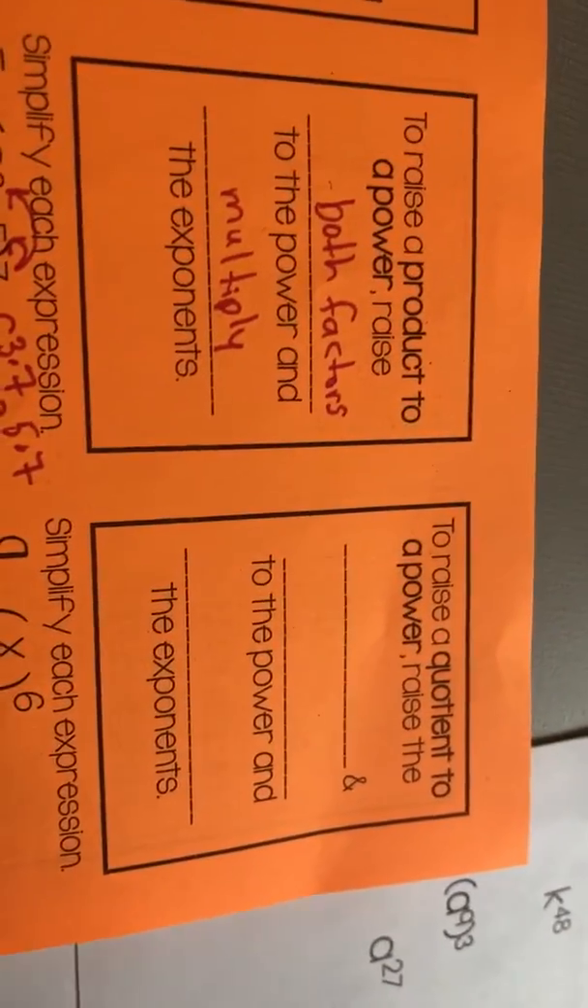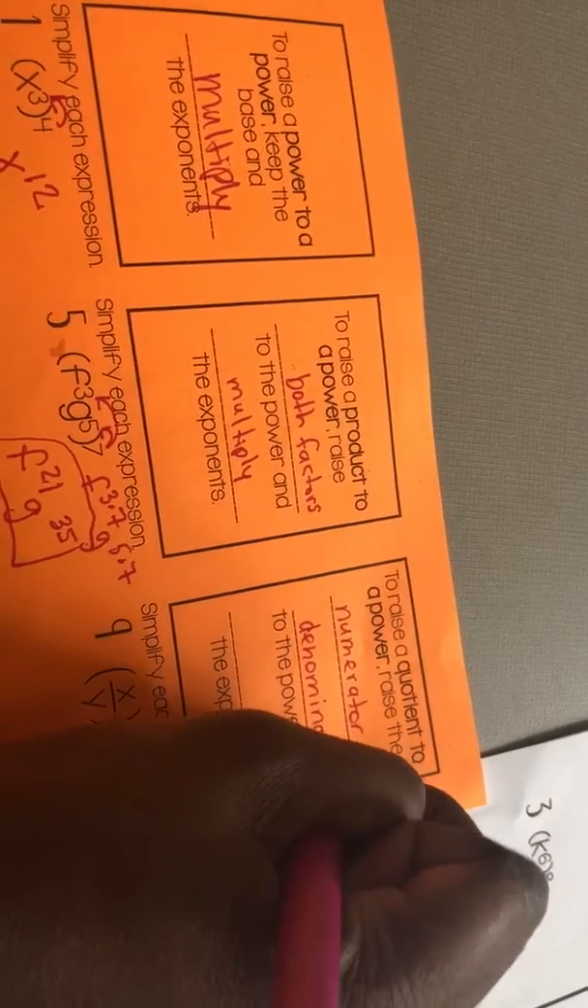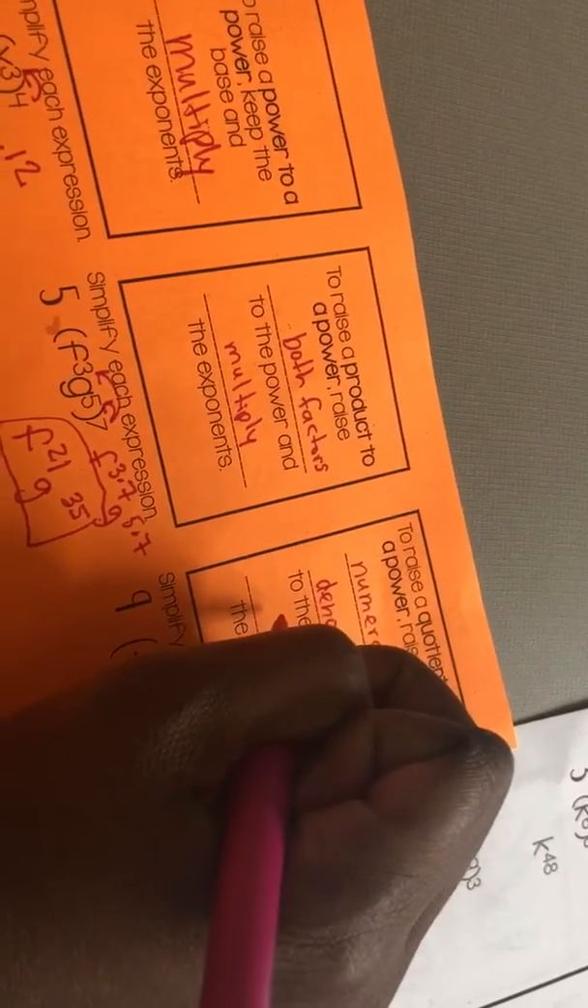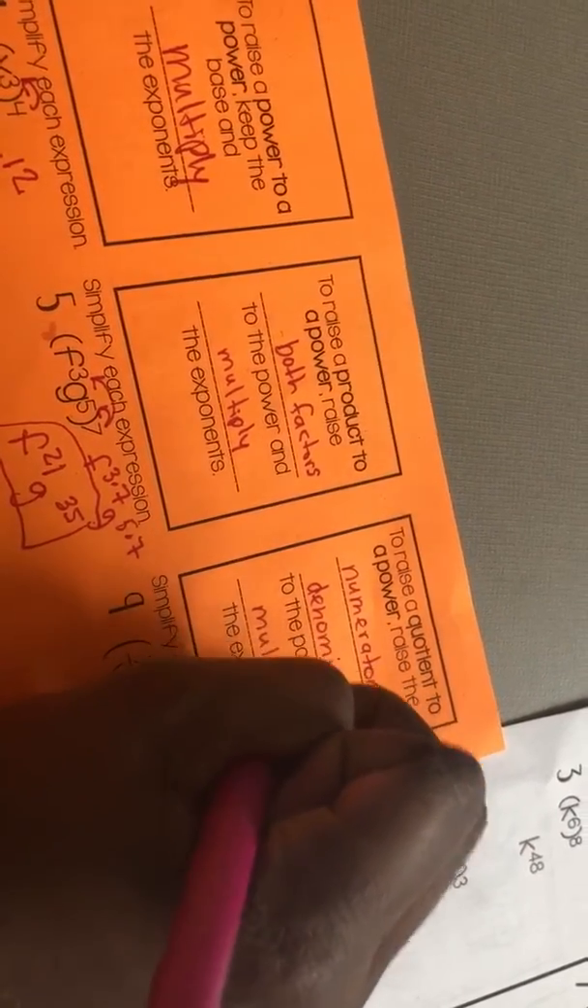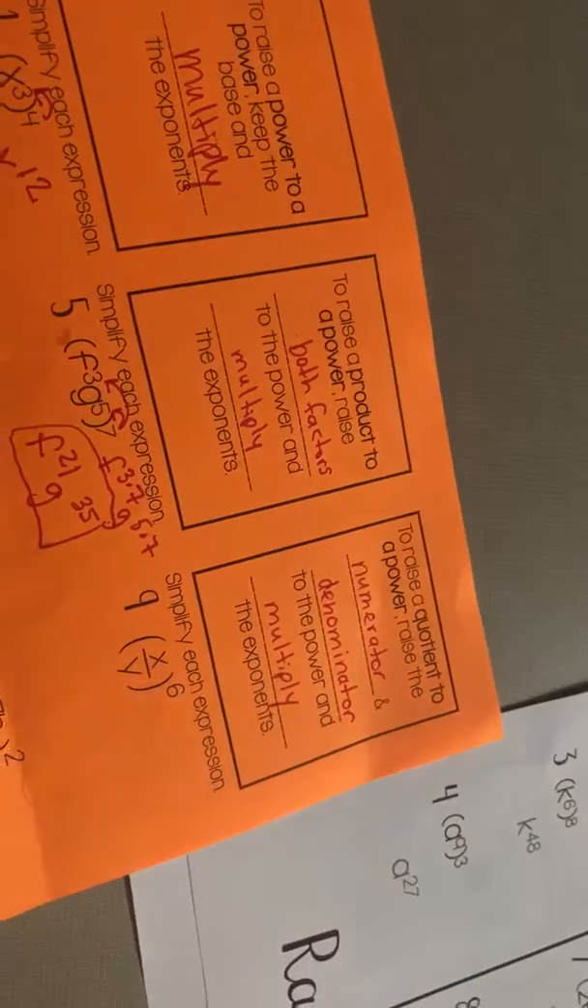So now let's look at the definition. To raise a quotient to a power, you raise the numerator and the denominator to the power, and then you multiply the exponents. Okay, let's look at some examples.